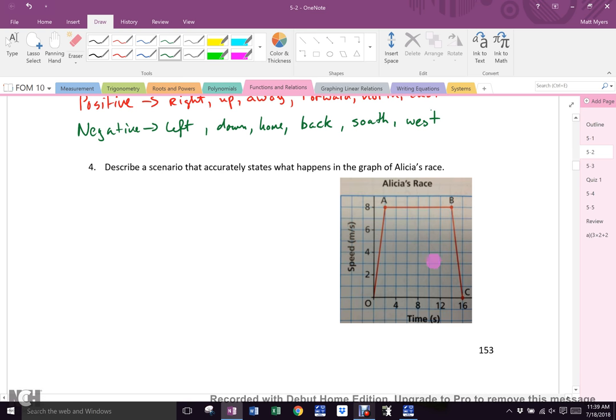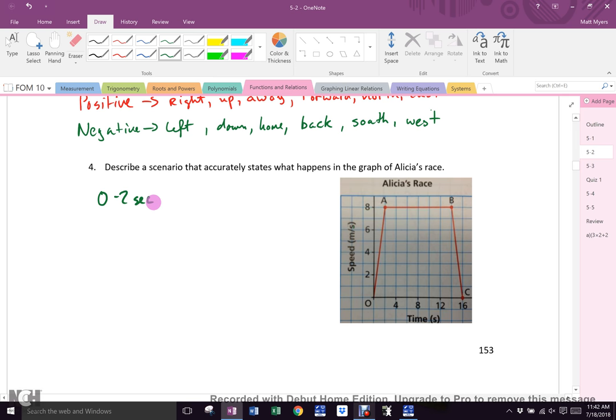Look at this graph. Look at it very carefully and describe what is happening. Have you seen a graph like this before? In my class? No, you have not. Why? Because this is not distance versus time. This is speed versus time.